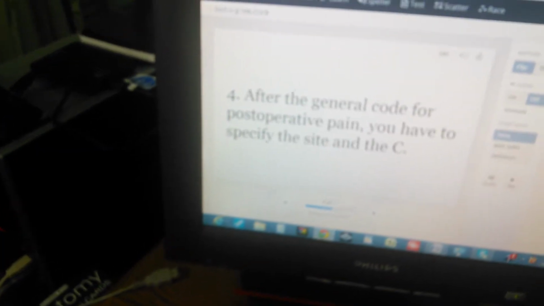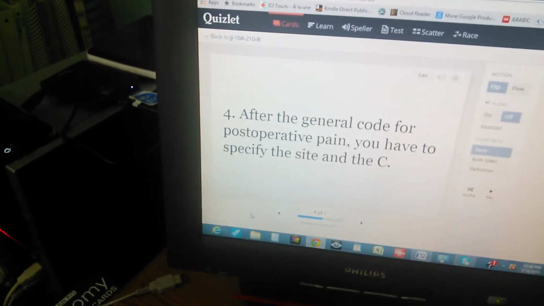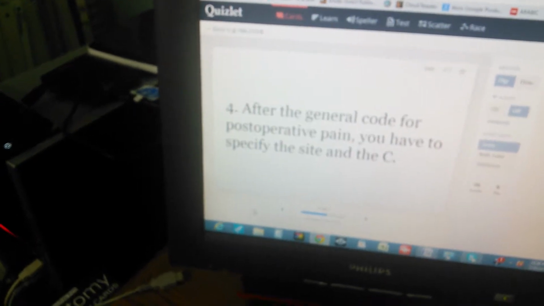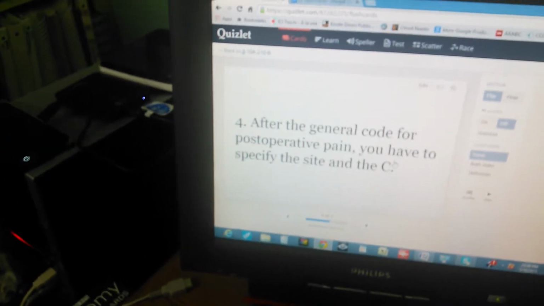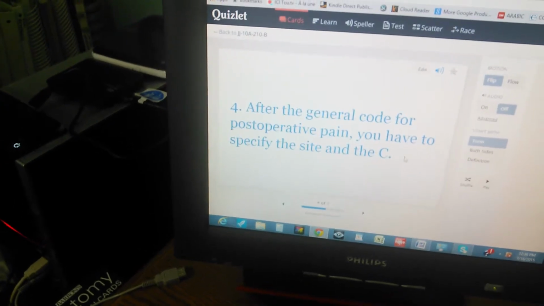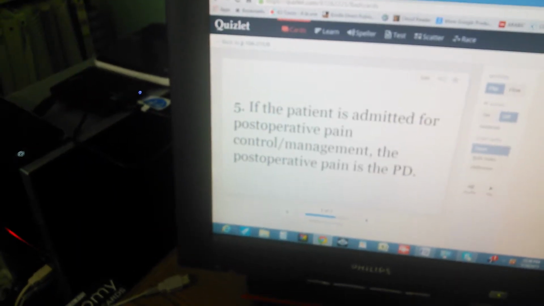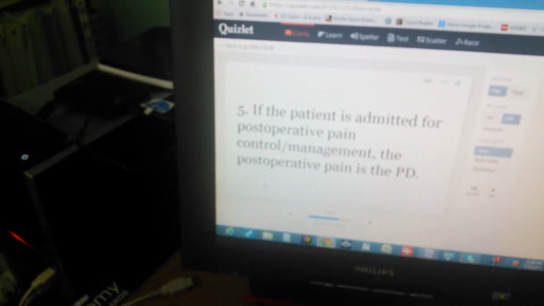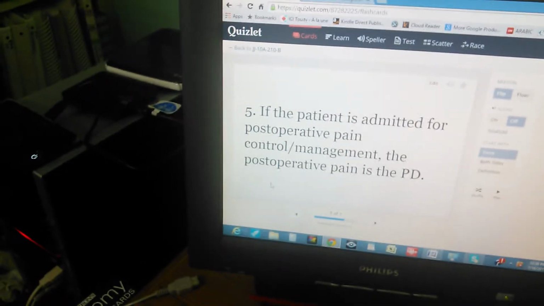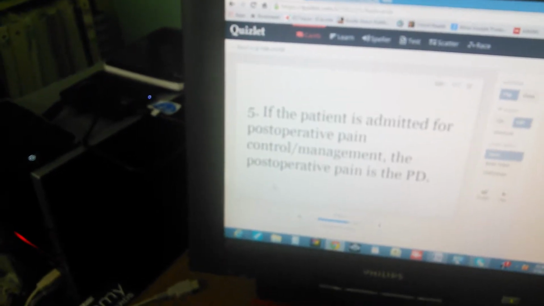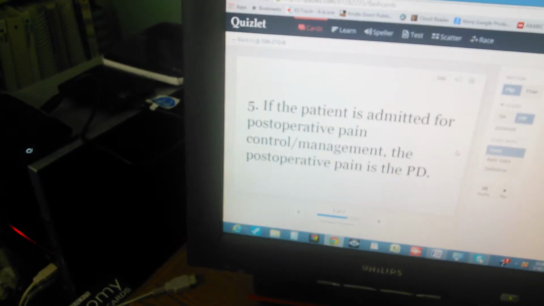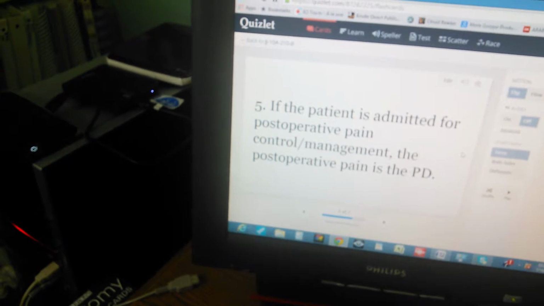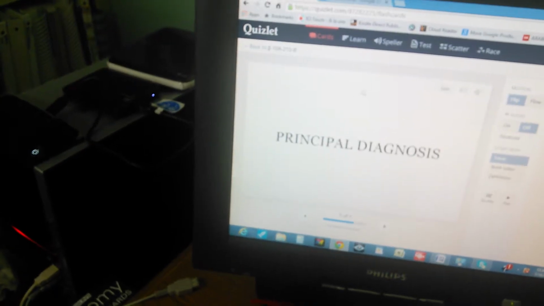4. After the general code for postoperative pain, you have to specify the site and the C. Cause. 5. If the patient is admitted for postoperative pain control or management, the postoperative pain is the PD. Principal diagnosis.